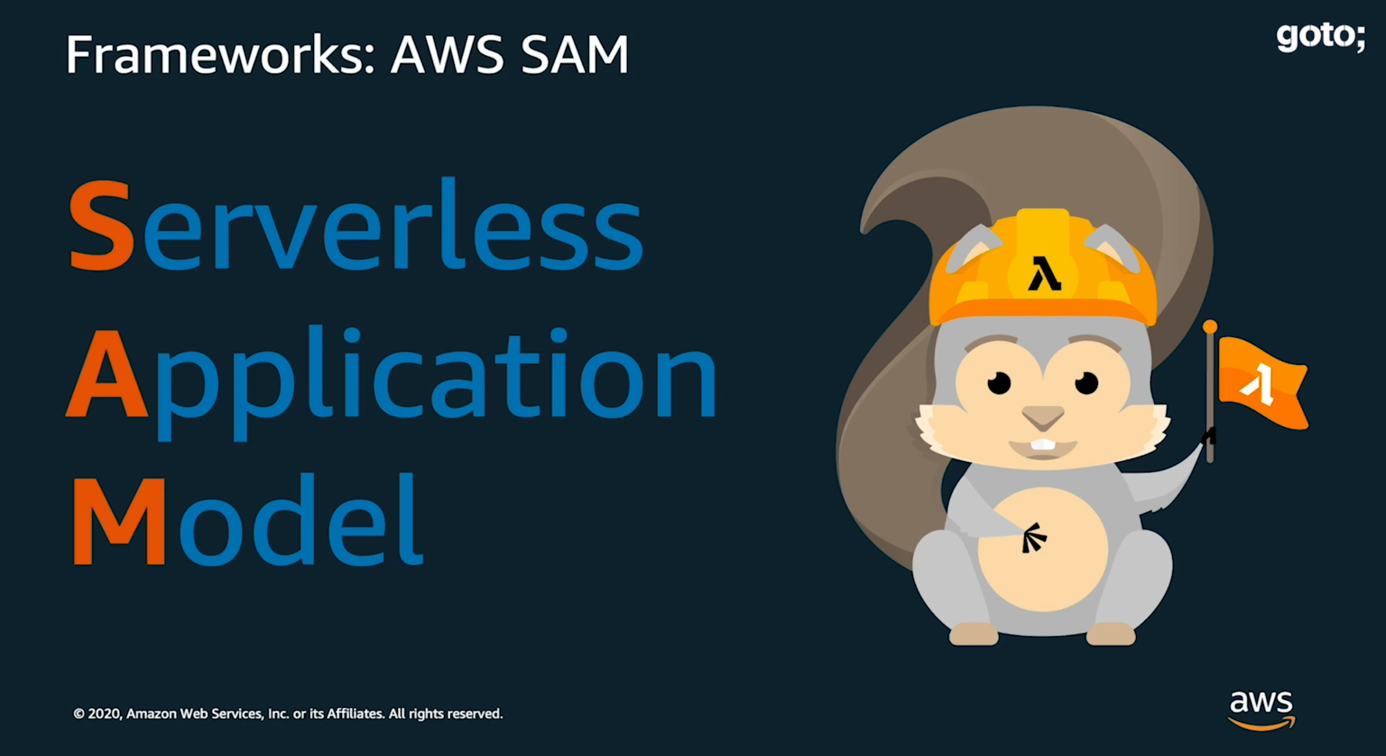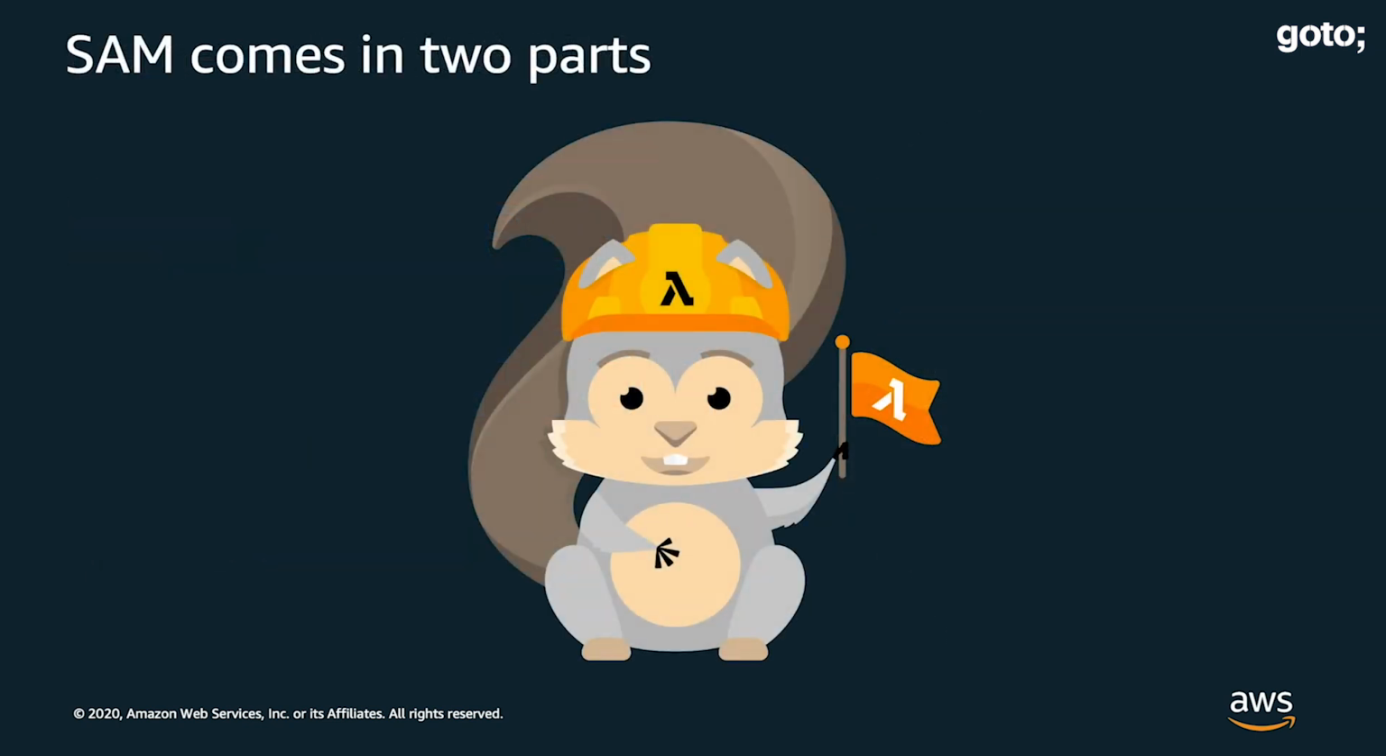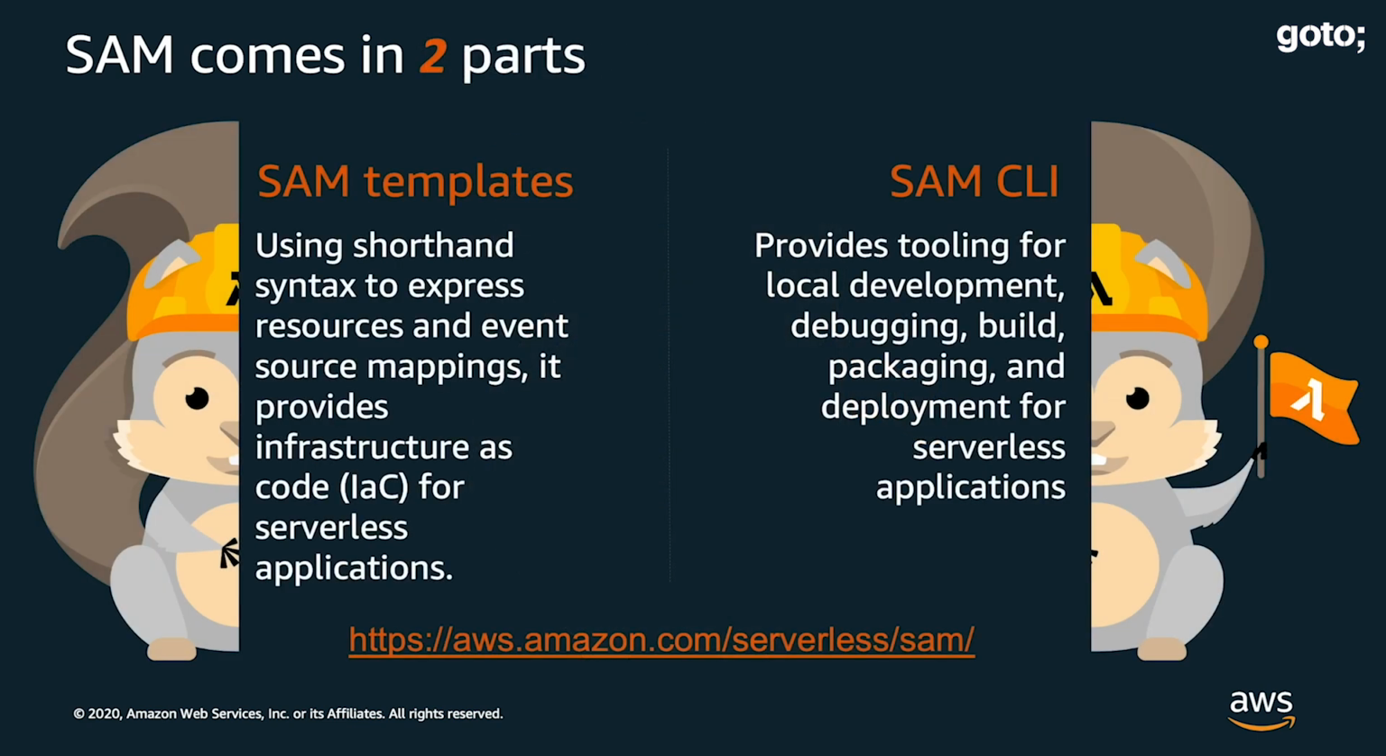And this comes in two parts, and this always freaks people out. I'm going to split the squirrel in half. This is Sam the squirrel. He is our mascot. And these are the two parts. We have the SAM templates, which is infrastructure as code, and it is a subset of CloudFormation. If you're not familiar with that, it allows you to design a template, and that will actually bring up the infrastructure as needed. And then there's the SAM CLI, which runs locally on your machine, which provides tooling for local development, debugging, build, packaging, and so forth. And you can see the link there to check more out about that.